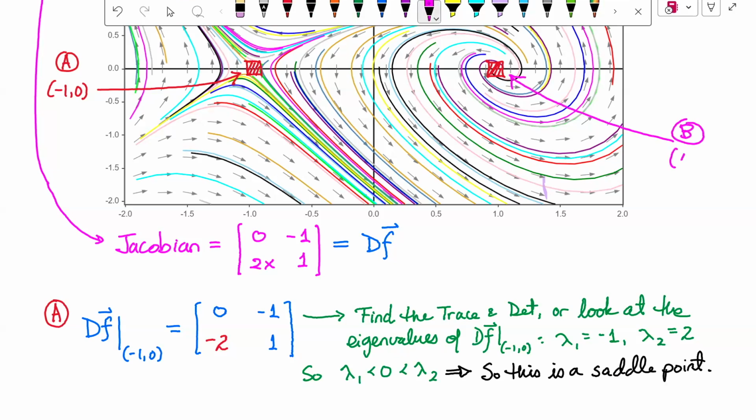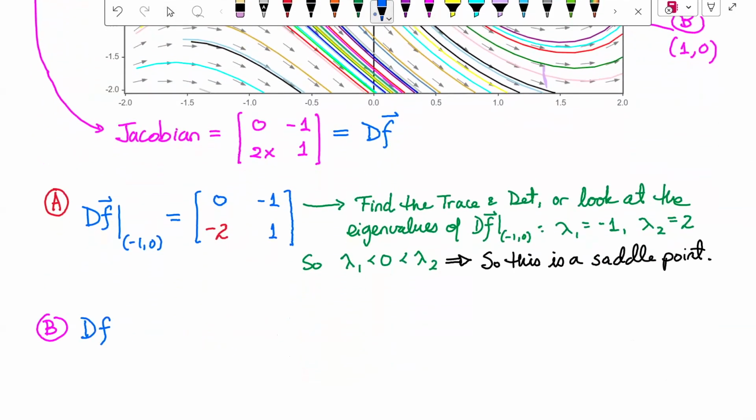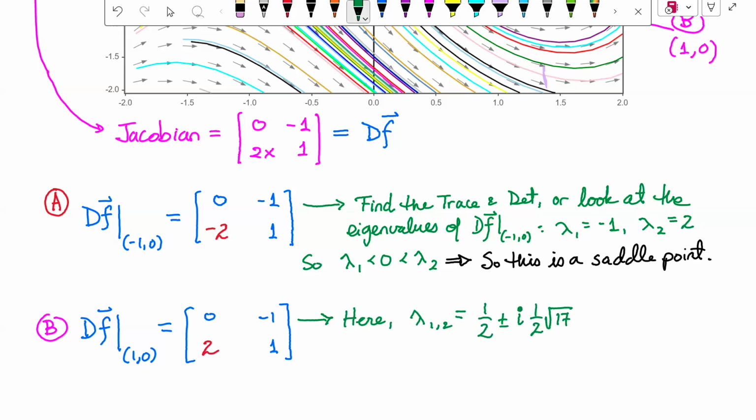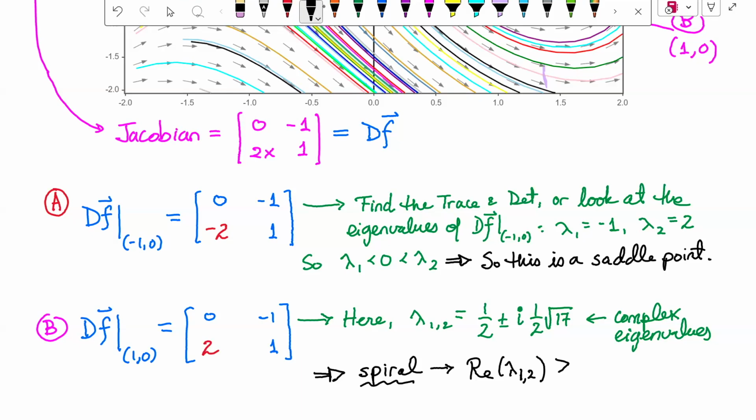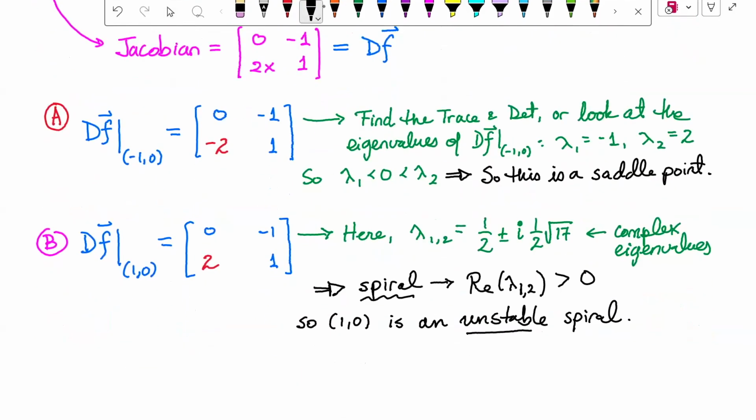Let's next look at equilibrium point (1, 0), and we'll label that B. Here we start with the same Jacobian, but now evaluated at (1, 0), which is going to be the same matrix except in the (2, 1) position, where now, since the value of x is 1, the value of the (2, 1) entry is 2. In this case, the eigenvalues of the associated characteristic polynomial are going to be complex. Since we have complex eigenvalues, we know we can expect spiraling behavior, but will it spiral in or out? As we've done before, let's look at the real part of the complex eigenvalues, and what we see is that the real part is positive, indicating that this is going to be an unstable spiral.